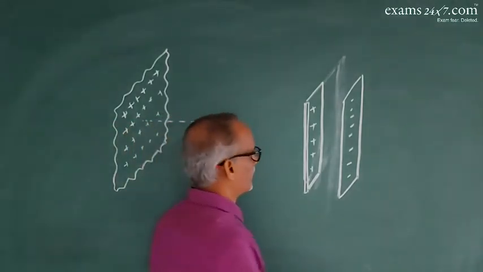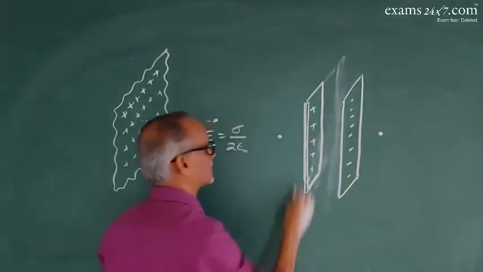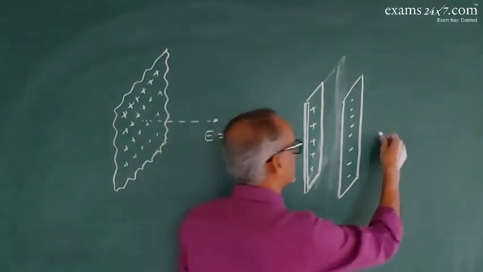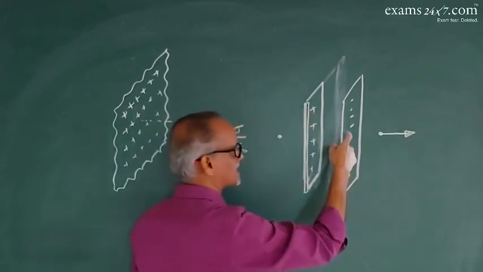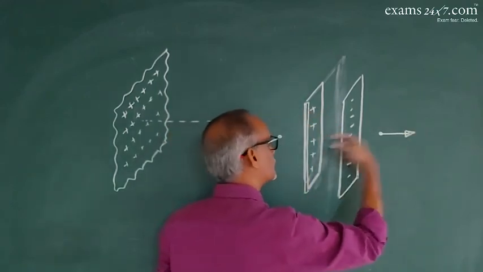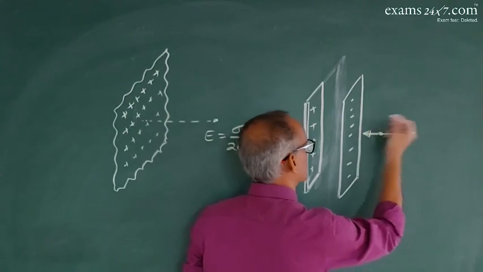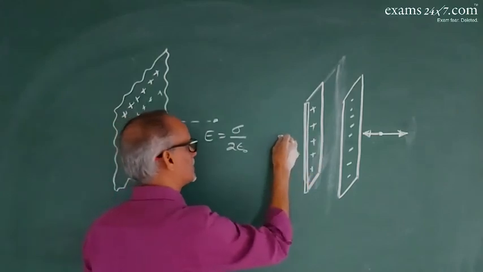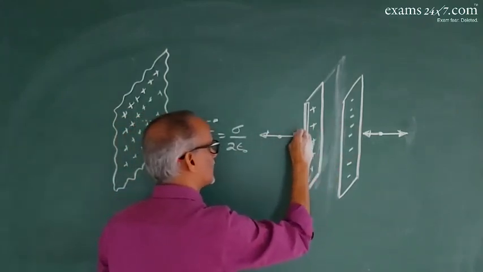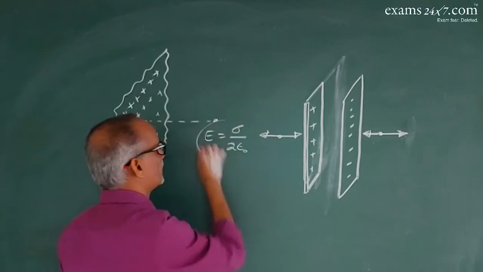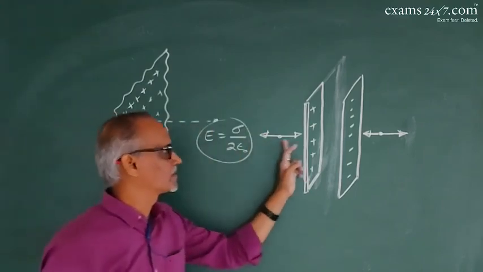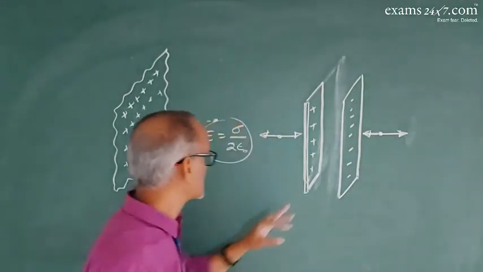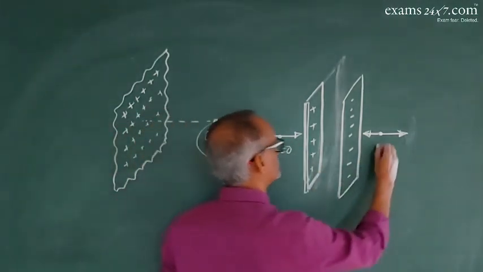At a point outside, the electric field due to this positive charge will be away from it. Due to this negative charge, it will be towards the negative charge. Same thing here. Due to this positive charge, away from it. Due to this negative charge, it's towards. Now these two fields have the same magnitude, sigma by 2 epsilon naught, and they get cancelled. So therefore the field becomes 0.